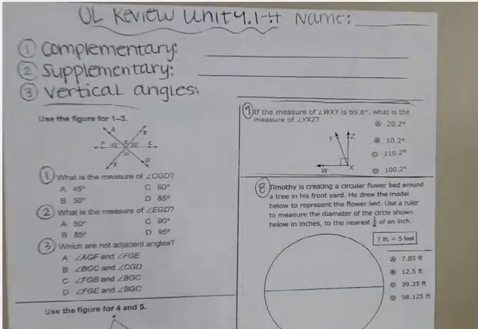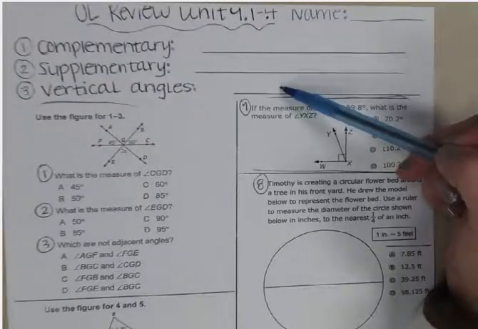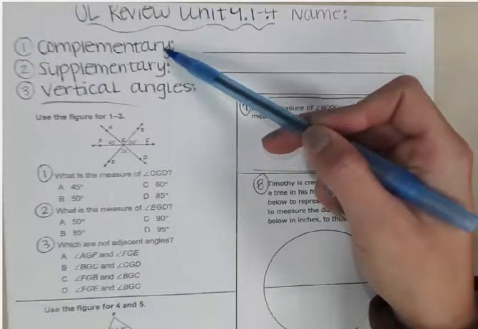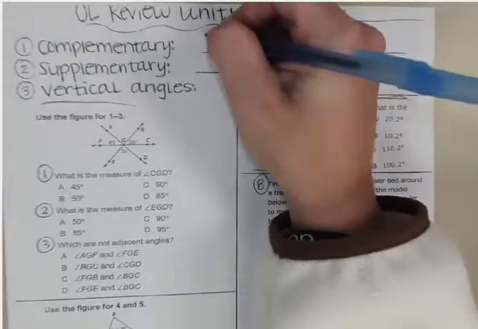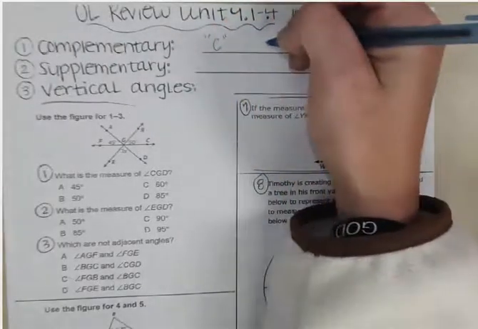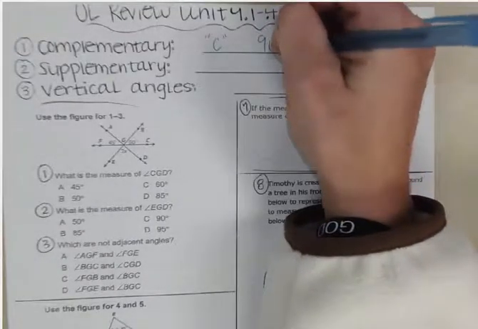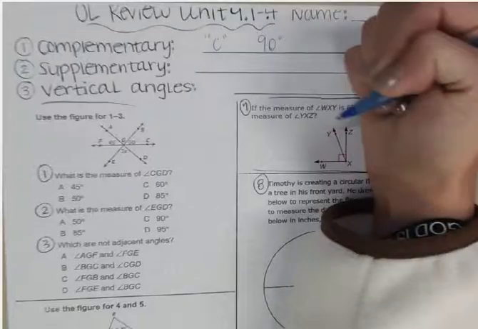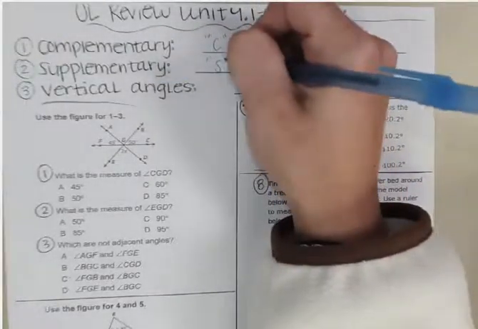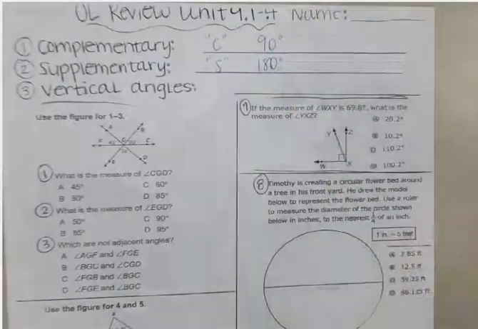So, these first three, all I wanted you to do was tell me things that you knew about them. For instance, complementary, what word or what letter do we think of? Good. You should have said C. How many degrees is a complementary angle? Complementary angle is 90 degrees. Supplementary, when you see the word supplementary, you should think S, and it's 180 degrees.